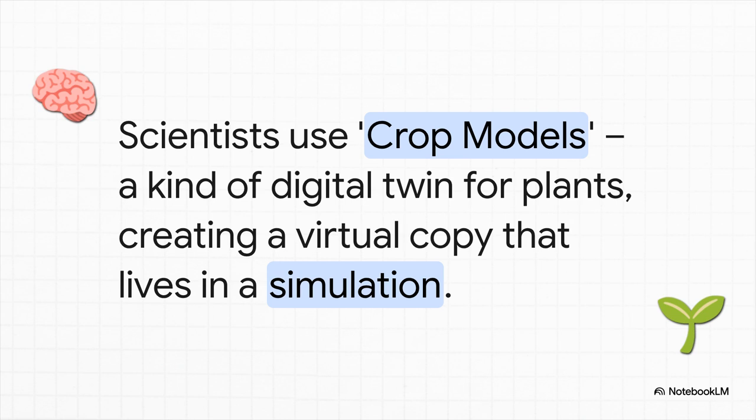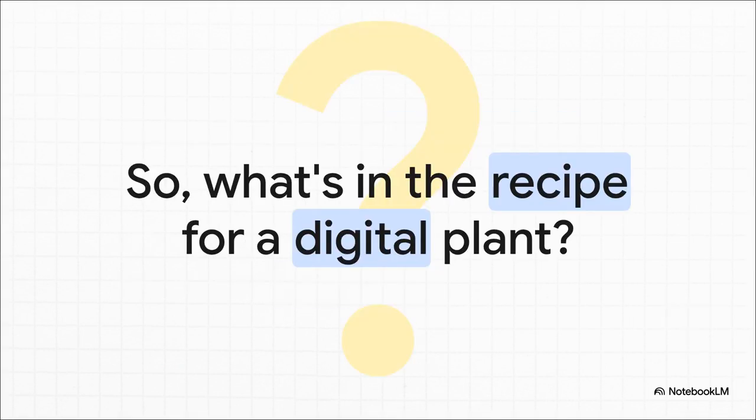And the best way to wrap your head around it is to think of it as a digital twin for a plant. It's a perfect virtual copy that lives inside a computer simulation, and it grows and reacts based on a super precise set of rules and data. Okay, so how in the world do you build one of these? What are the actual ingredients you need to cook up a virtual plant that acts just like the real thing? Well, it really is like a recipe, a digital blueprint for life itself.